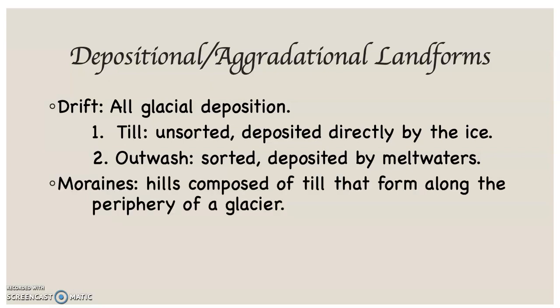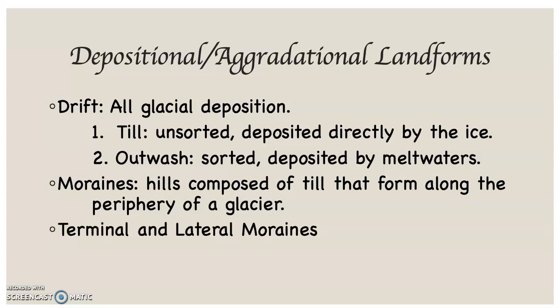For our purposes, the main landform that I want you to be aware of is something called a moraine. Moraines are hills composed of till. So in other words, moraines are deposited directly by the glaciers, and they form along the periphery of a glacier, which means the edges of the glacier, the sides of the glacier.